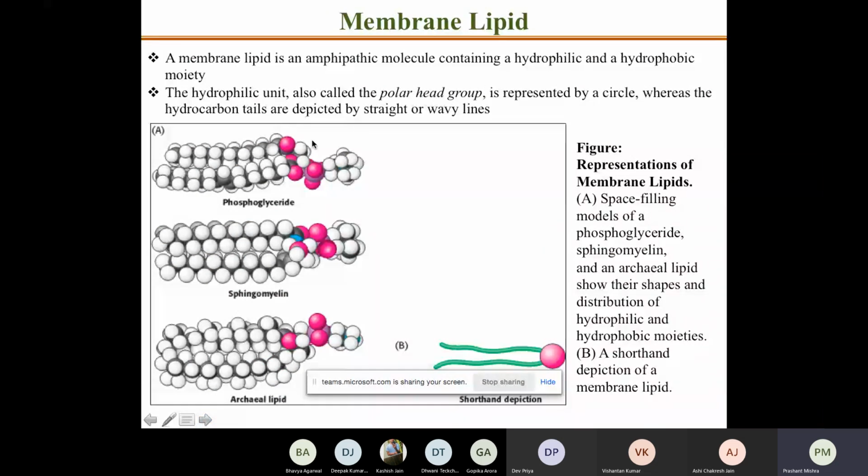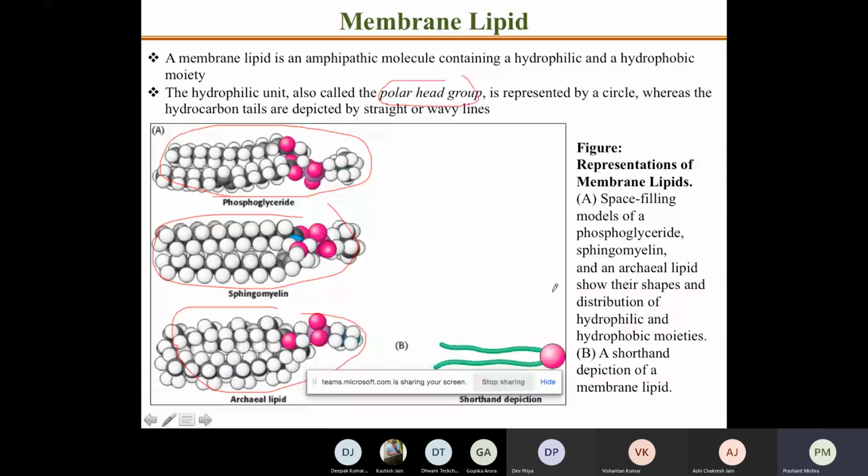Now, let me elaborate a bit more on this lipid. The membrane lipid is an amphipathic molecule. As I showed you in the previous slide, cholesterol is amphipathic. That means it has both hydrophilic and hydrophobic parts. Here also, most of the membrane lipids which we have talked about are phosphoglycerides. They have both hydrophilic and hydrophobic parts, the same way as sphingomyelin. And even in archaeal lipid, you have both hydrophilic and hydrophobic parts. It is important that the hydrophilic unit is also called the polar head group.